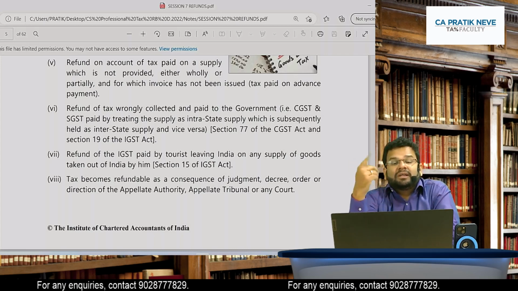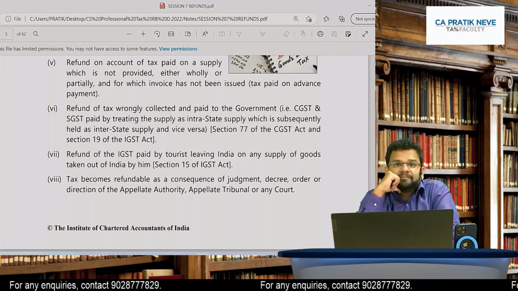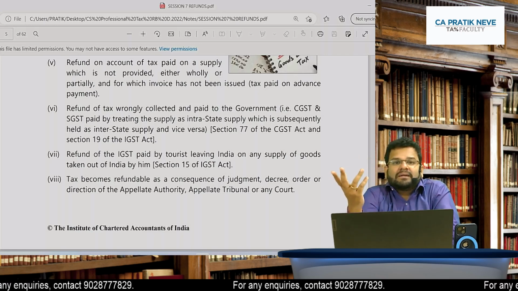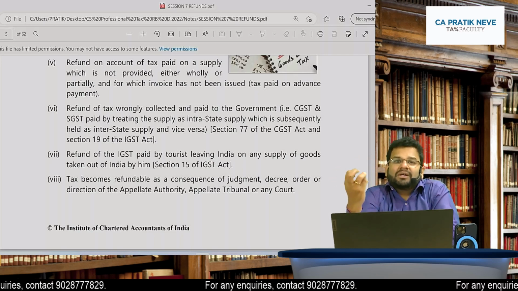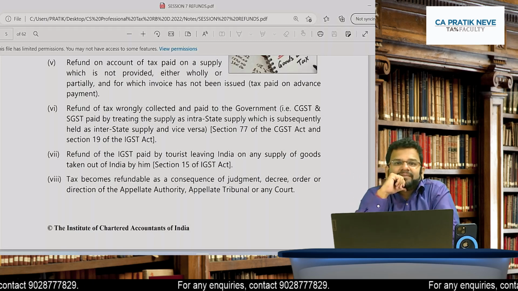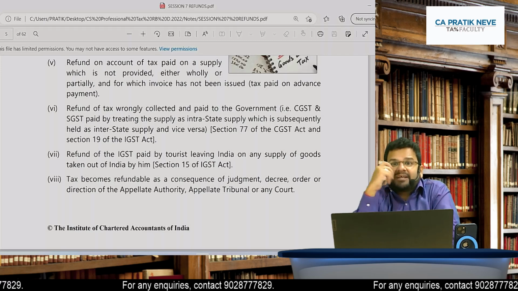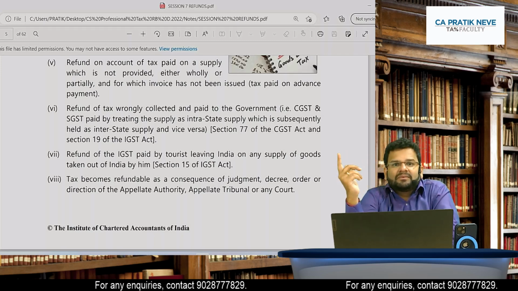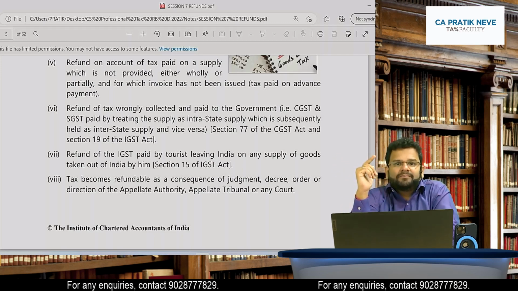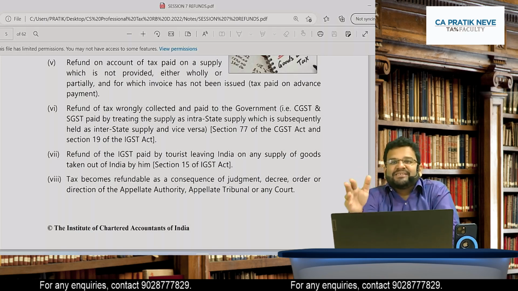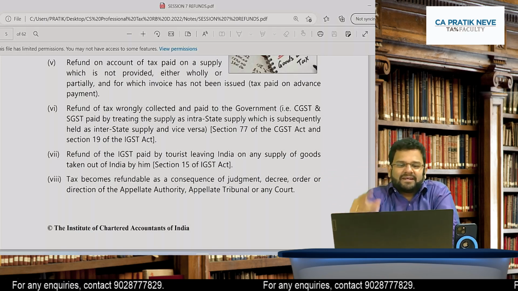But later on, I did not give the service, because somehow that particular transaction got cancelled. So what will happen, friends? The tax which I have paid to government, that tax should be refunded to me. Agreed? So this is one more situation which will attract refund.